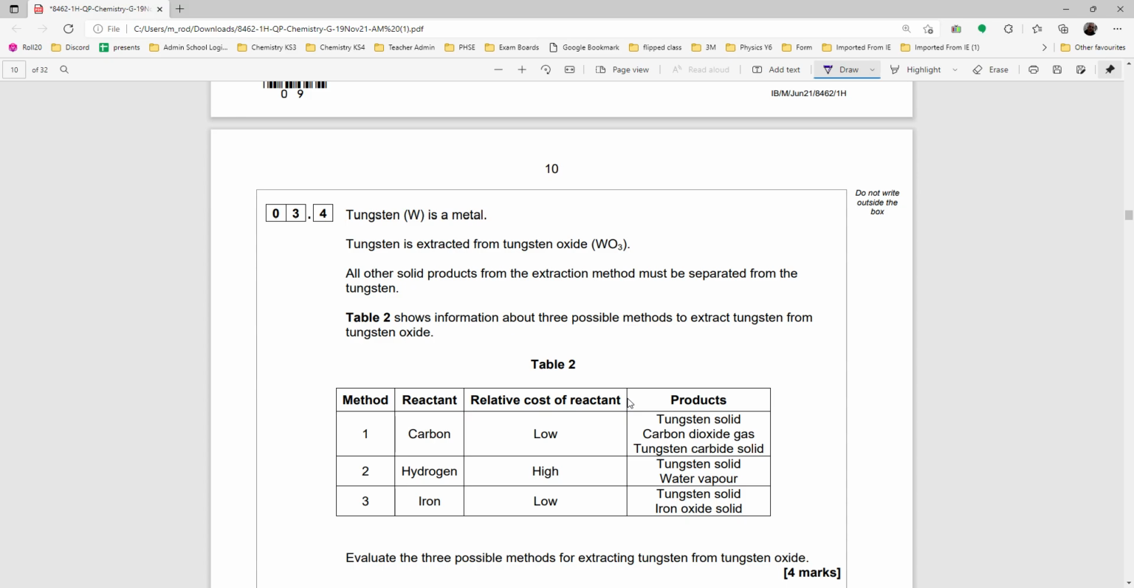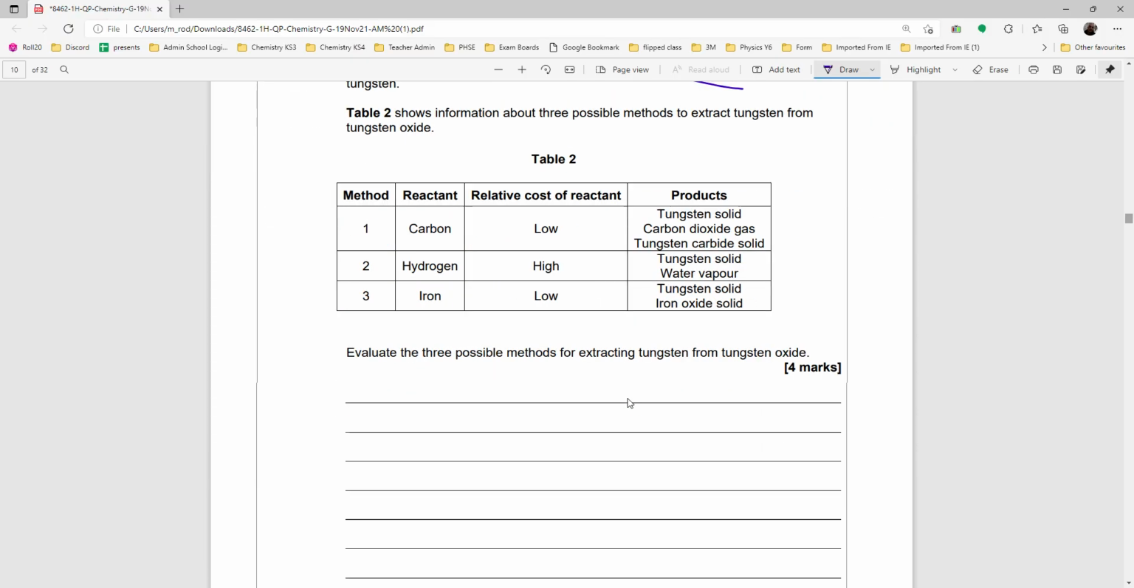Now, our first really nasty question, which is an evaluate question. Tungsten, W, is a metal. Tungsten is extracted from tungsten oxide. All the solid products from the extraction method must be separated from tungsten, which means, of course, that this is a problem. This shows the results of possible methods for getting out tungsten. They want me to evaluate, which means I have to give positives, negatives, and on top of that, I need to give my opinion. So I have a table, and let's start.